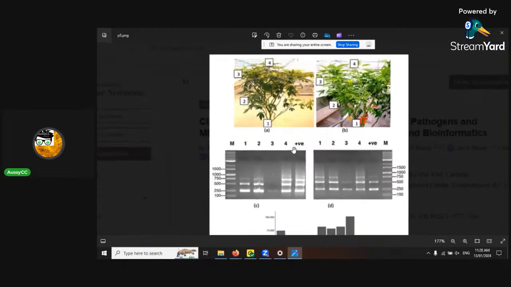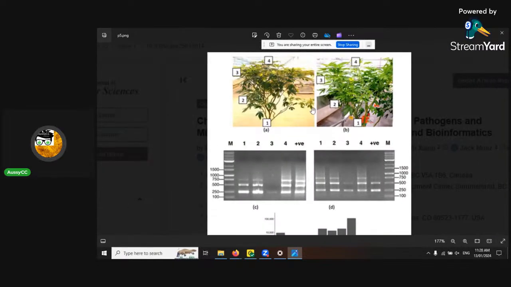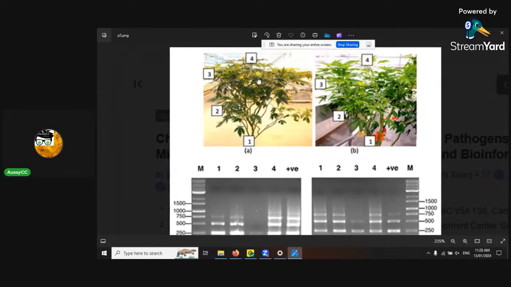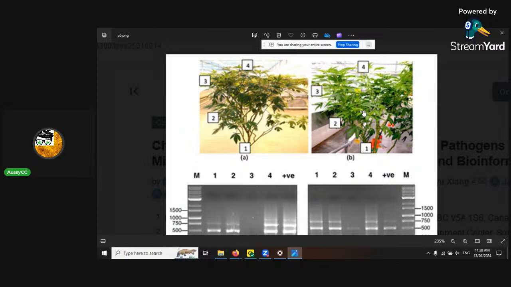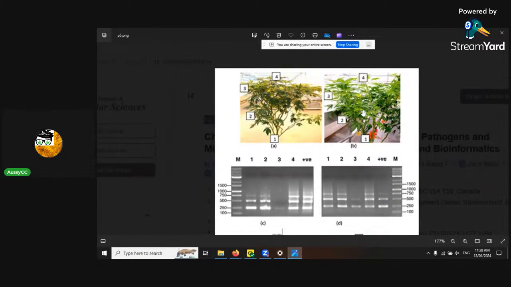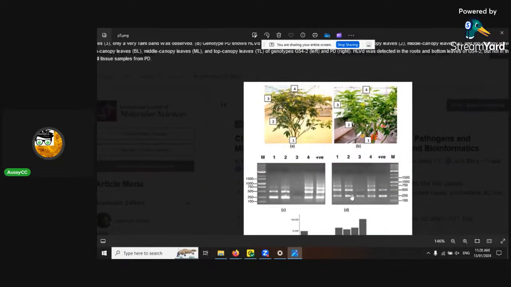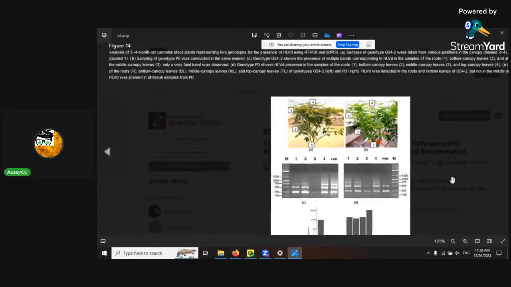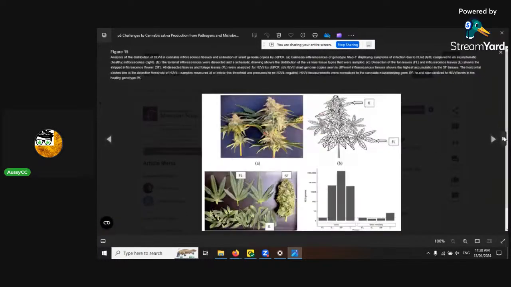This is more on the HLDV again. I've shown a lot of these photos in the past, so look up the HLDV past episodes if you want, and I go into a fair bit of detail on that. It's on the PCR, it's diagnosed, and I'm not going to go into that either because we've talked about that in the past.